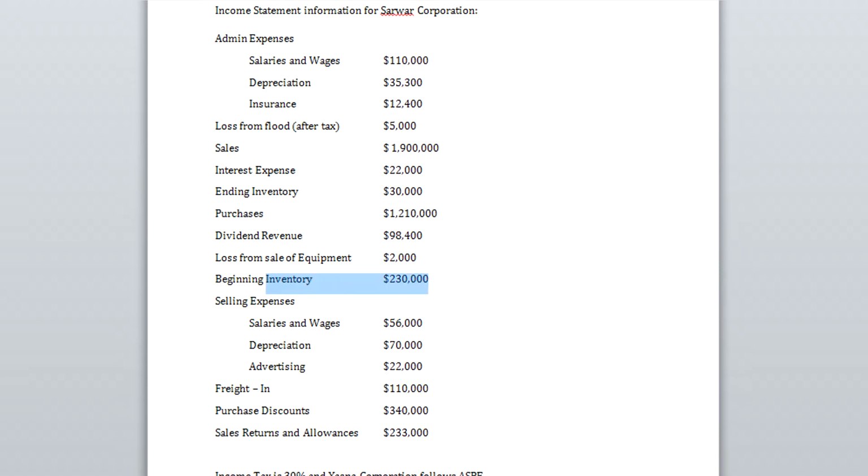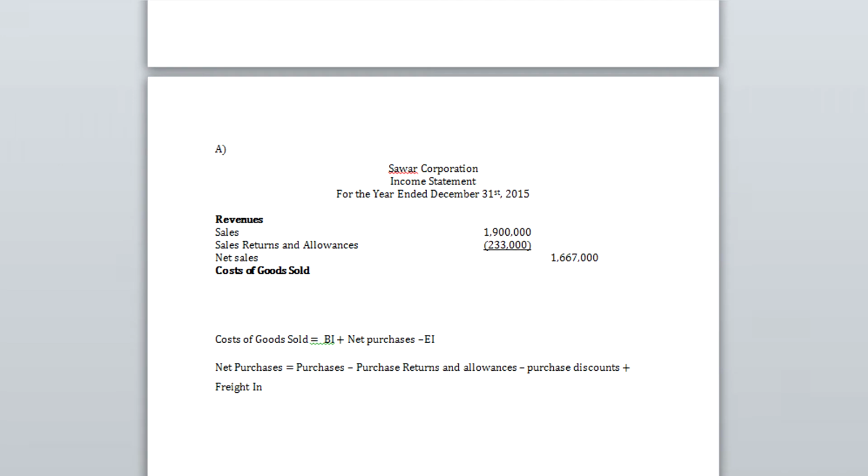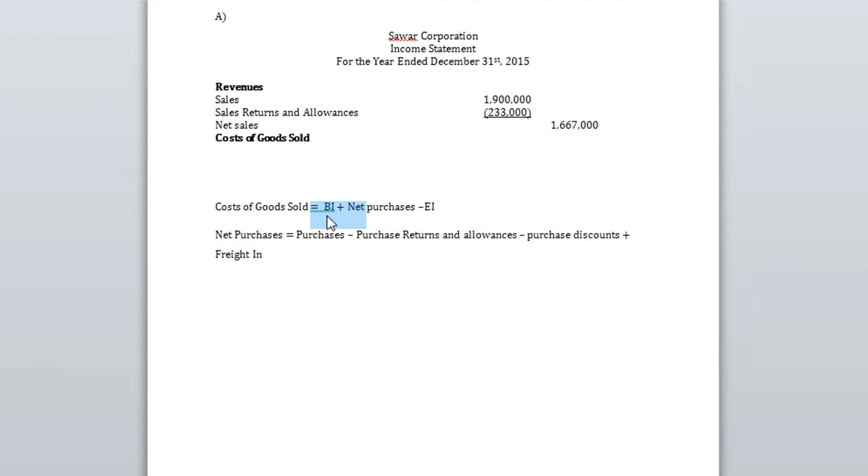And then what else we got? Our beginning inventory, $230,000. Freight in, right? There it is. The tricky one itself, $110,000. And we have purchase discounts of $340,000. Okay? So it seems that we have all these accounts. We have beginning inventory. We have ending inventory. It doesn't give us net purchases, but it gives us purchases. It gave us purchase returns and allowances and freight in. Again, no purchase discounts. Okay?